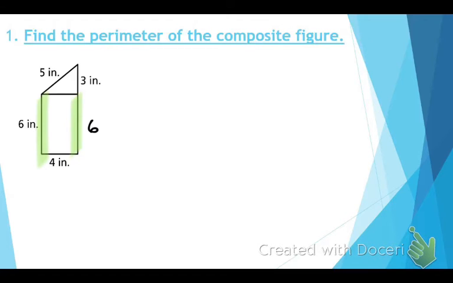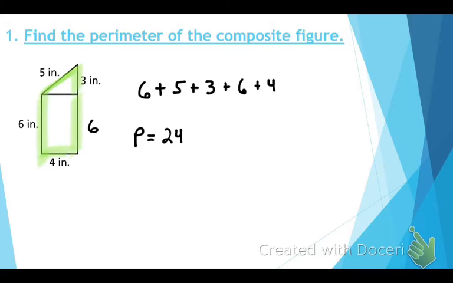Now, in order to find the perimeter, remember we are adding up all the sides around the outside of the figure. So we're going to add a 6, 5, 3, 6, and 4. When you do that, what is the answer? Okay, be careful. Quite a few people yesterday just said 24. Don't forget to put the units.